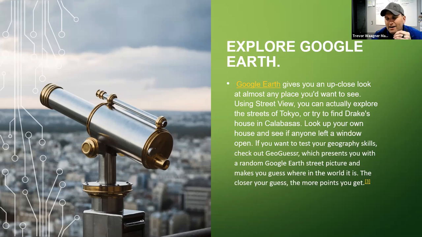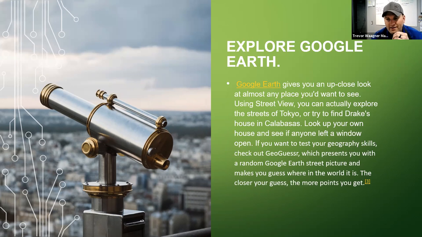I don't know if I've seen the Loch Ness monster, but I definitely have seen people take pictures of stuff they've seen in the ocean. So it's a Google Earth image of the middle of the ocean, and they're like, what is this in the middle of the ocean? I don't know if I have that much time to cruise around the entire world looking for stuff like that, but somebody did. But you can get an up-close look at almost any place that you want to go.